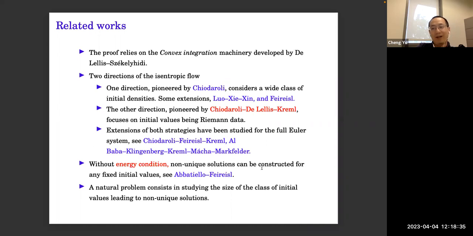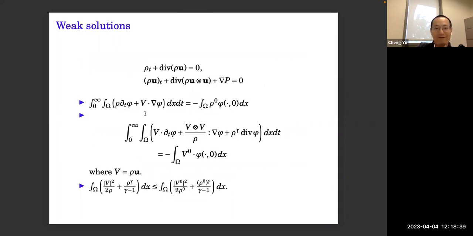Okay, so here we call this kind of weak solution an admissible solution, which means the solution satisfies the energy inequality. Of course, in general for the compressible system, an admissible solution means an entropy solution. But here we use the energy inequality to replace it.